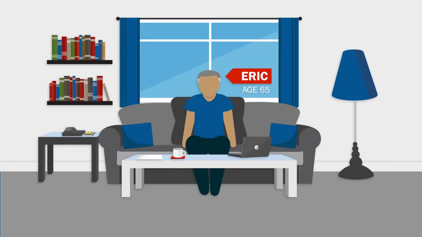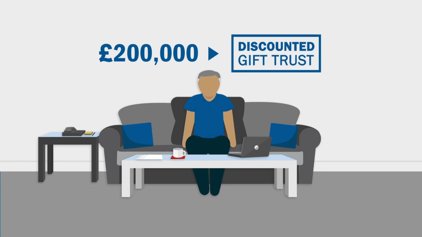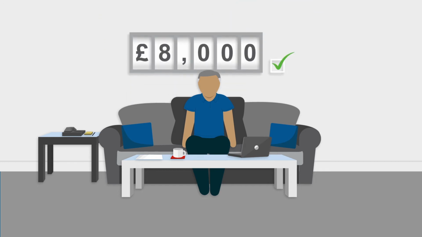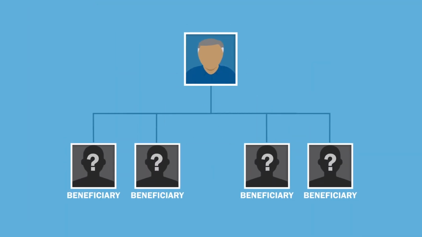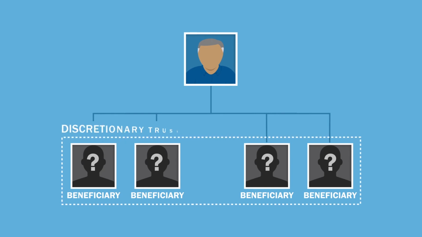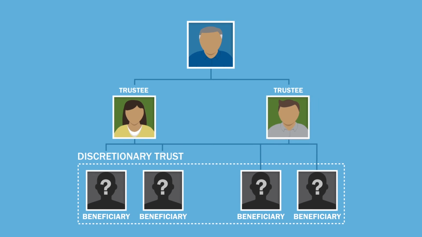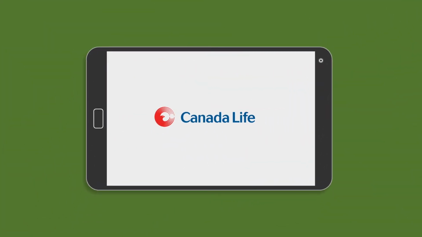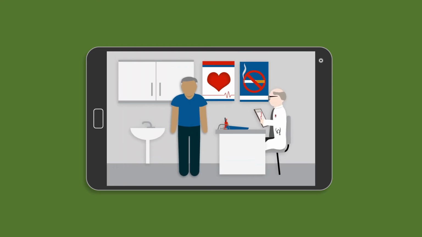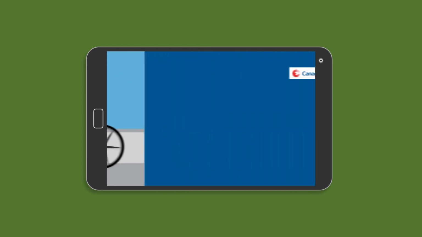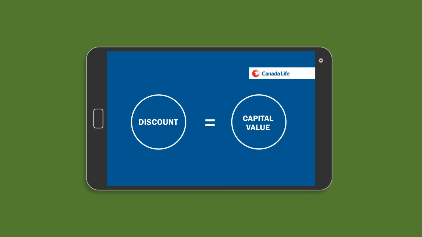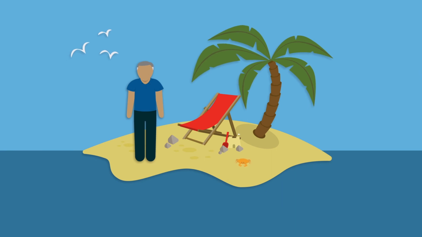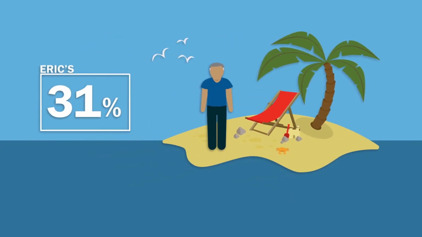Eric is 65 and invests £200,000 into a discounted gift trust to supplement his pension income. At outset, he decides that he wants to receive an income of £8,000 each year for the rest of his life. As Eric is unsure about the eventual beneficiaries and the shares they will receive, he opts for a discretionary trust, appointing his children as the trustees. Canada Life underwrites Eric to establish his life expectancy based on his age, state of health, and lifestyle. This allows Canada Life to calculate the value of the discount, which is the capital value of the regular payments that Eric will receive. Fortunately, Eric is in good health and is looking forward to a long and healthy retirement, and he receives a good discount.